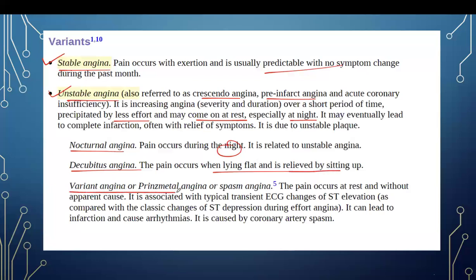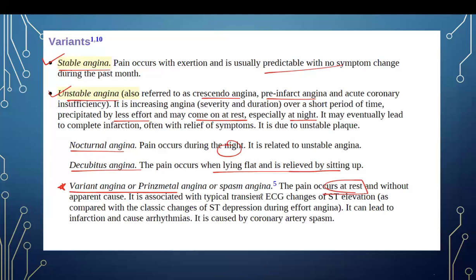Then we have got variant angina or Prinzmetal angina. Now, this is a different kind of angina that has nothing to do with blockage. This patient doesn't have any coronary artery blockage. All they have is a spasm of the coronary artery. In response to something, sometimes even without any particular cause, their coronary artery goes into spasm. Even though there is no blockage, because it goes into spasm, the patient gets the pain during that time. And pain can even happen at rest, and mostly at rest.